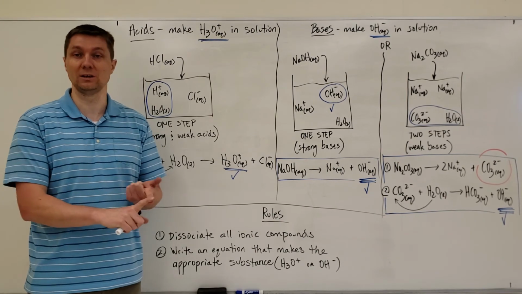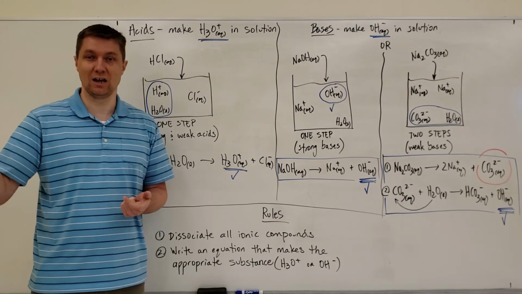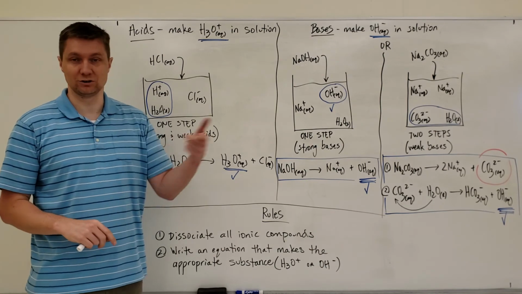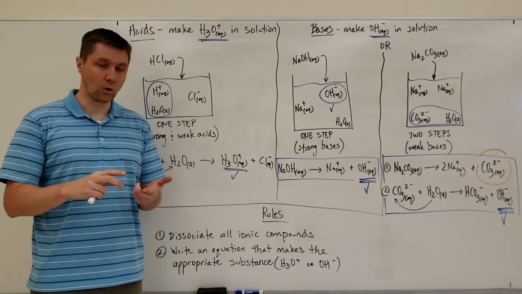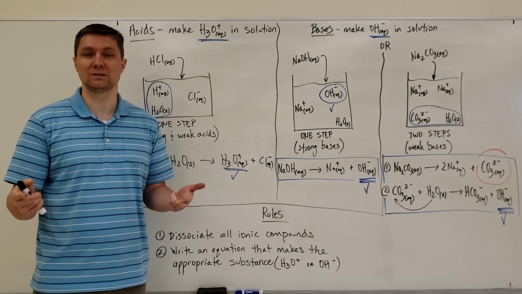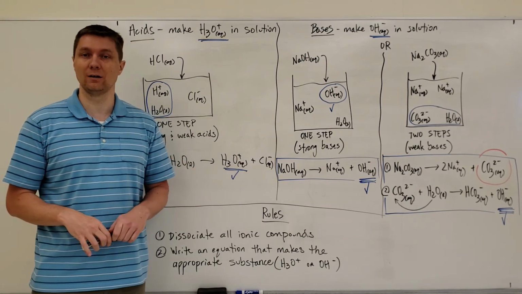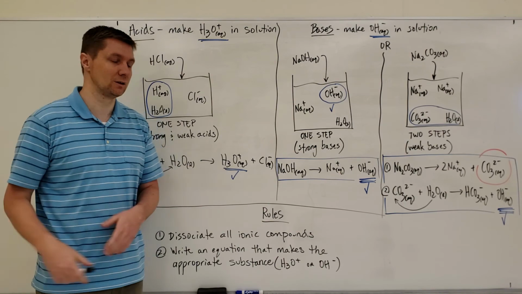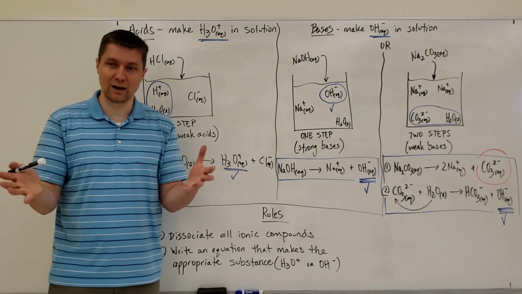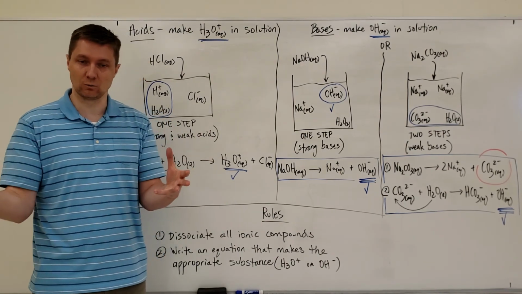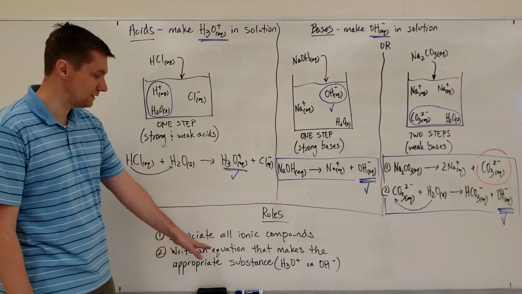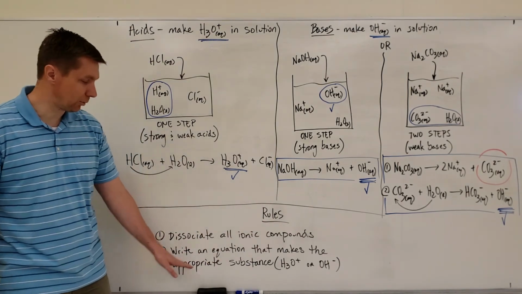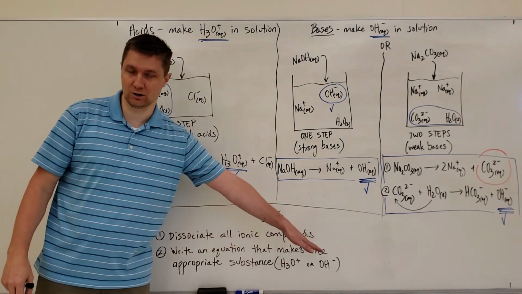So it might give you the pH. If the pH is 10, you know it's a base. If the pH is 4, you know it's an acid. Or it might give you, for example, a litmus test. It might say litmus has turned red here, which means it's an acid, or litmus has turned blue here, which means it's a base. And so once you know that information, whether it's an acid or a base, then you can write an equation that makes the appropriate substance, either hydronium or hydroxide.